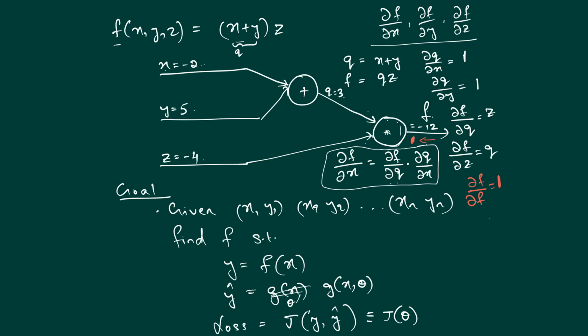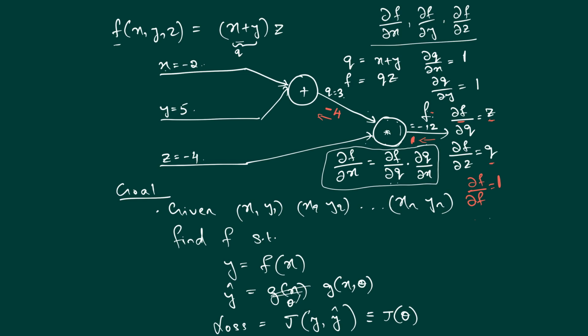Okay, so again, del f by del q out here is z, and z is minus 4 multiplied by what is coming in, which is 1. So we write the gradient out here as minus 4, and now this gradient is going this way. Let's look at z out here. So del f by del z is q, okay, which is the value 3 multiplied by the gradient which was coming in, 1.